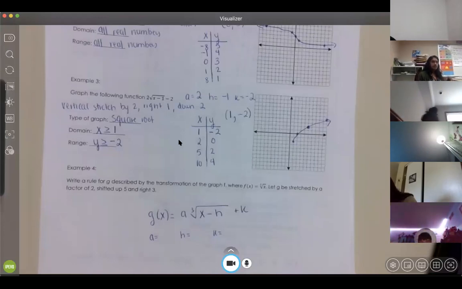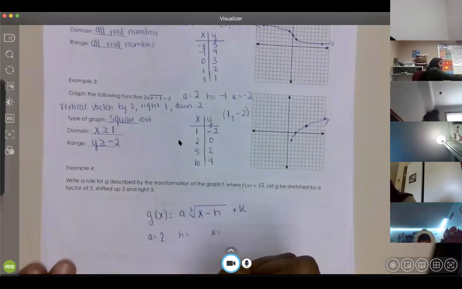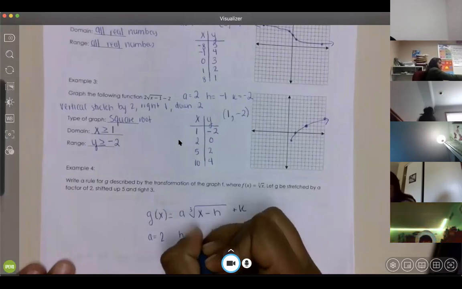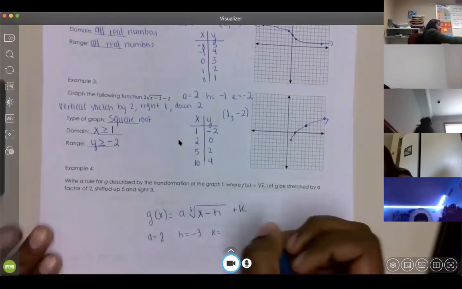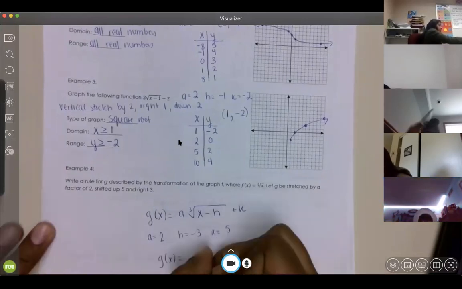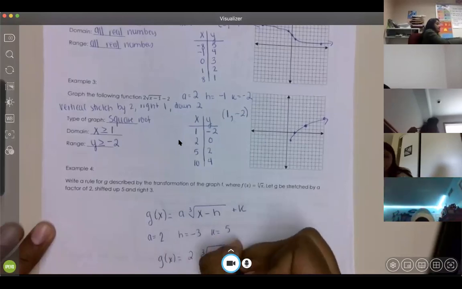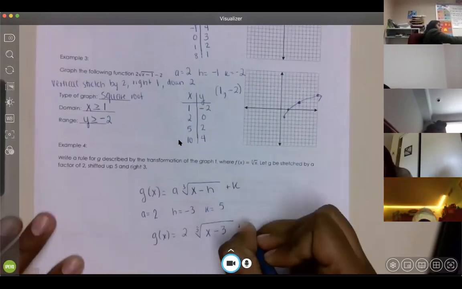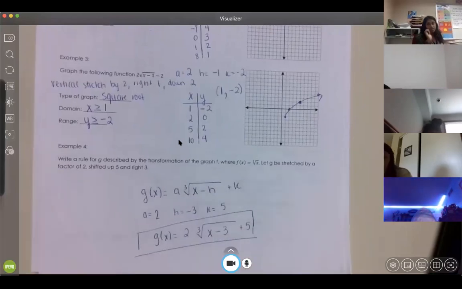Your A is going to be 2. H is going to be -3. And then the K is going to be 5. So when you plug that in, your A is 2. The cubed root of x minus 3, you want a minus because you're going to the right, and then plus 5 for your K. And that's your final answer. Any questions on that?